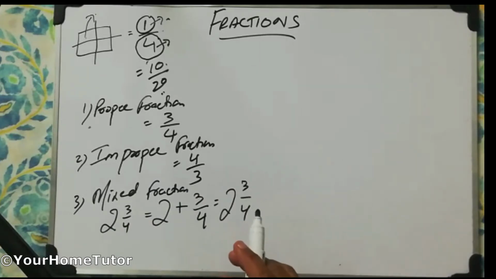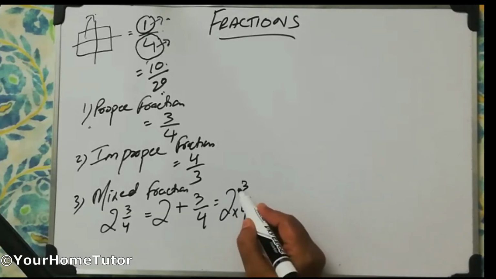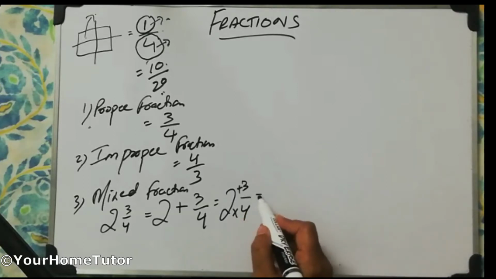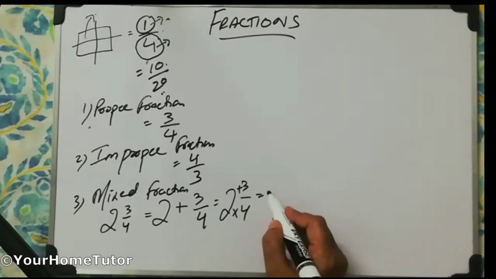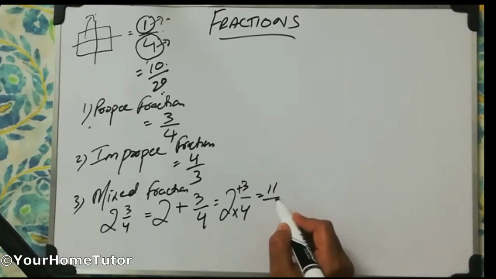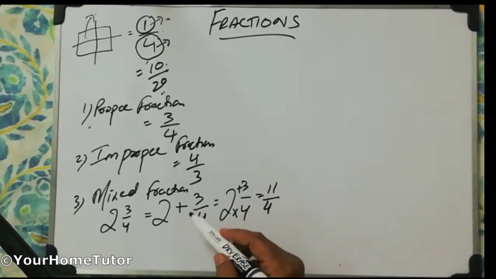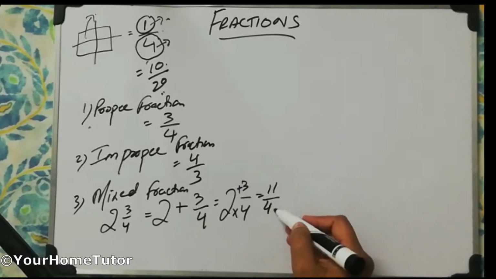And how to convert this mixed fraction into an improper fraction? I will multiply 2 with 4 and then I will add 3. So 4 2s are 8. 8 plus 3, 11 upon 4. So a mixed fraction can be converted into an improper fraction.